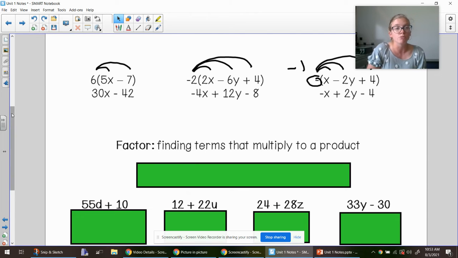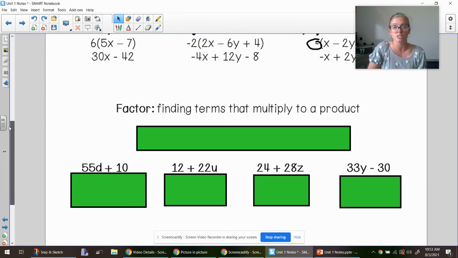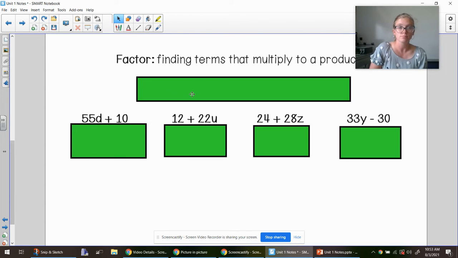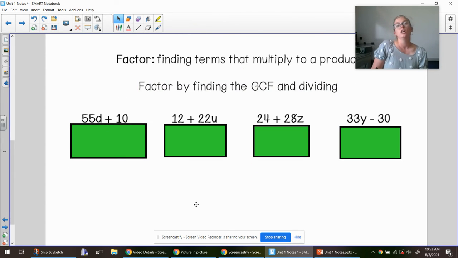So we are going to be reversing the distributive property. We're going to start with the product and try to find the factors. To do this, we are going to find the greatest common factor and divide. So here I've got 55d plus 10. We're reversing the distributive property. We're trying to figure out what are those factors that multiply to get this product. Let's start by finding the greatest common factor between 55 and 10.